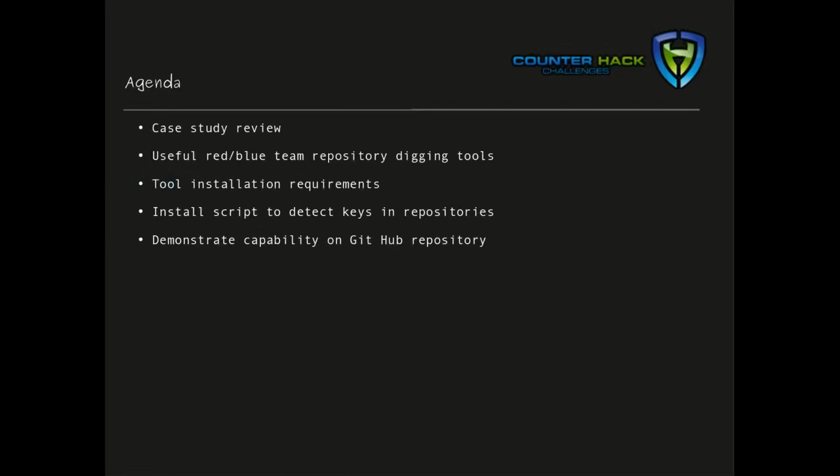Quick overview of what we'll be covering in this presentation. We're going to go over some very recent examples of private data inadvertently disclosed and exploited in the public cloud. We will cover why these tools and techniques are important to red and blue teams to locate and identify leaked data. Then we will provide a quick overview of the requirements to install a repository digging tool. Finally, we will walk you through the installation process and demonstrate the capability on a sample cloud repository to show how easy it is to locate leaked information.